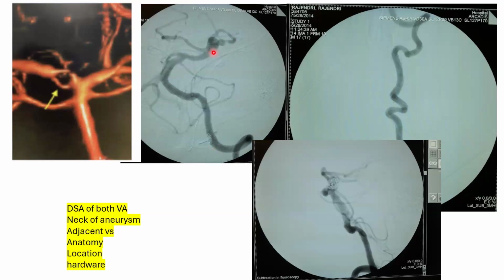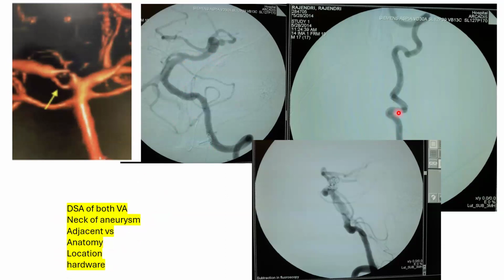So you have to make a projection where you get to see the aneurysm, the aneurysm neck, and the adjacent vessels as well as the parent artery. That is a prerequisite to start doing any procedure, any intervention.